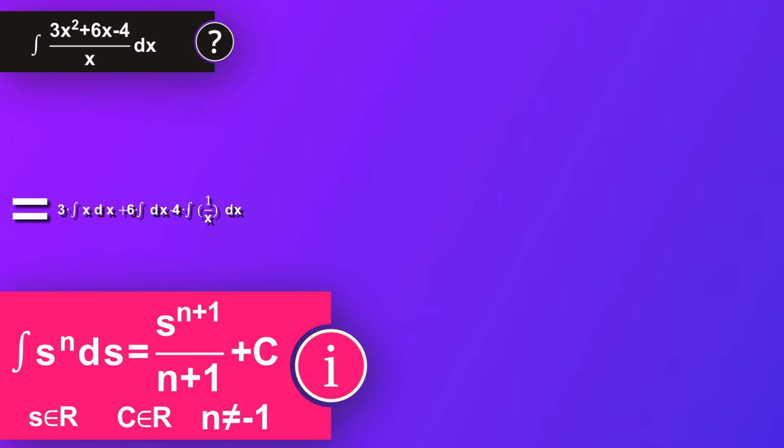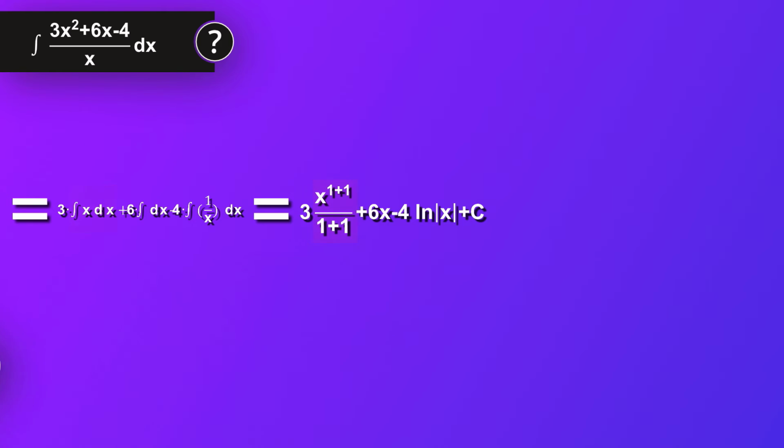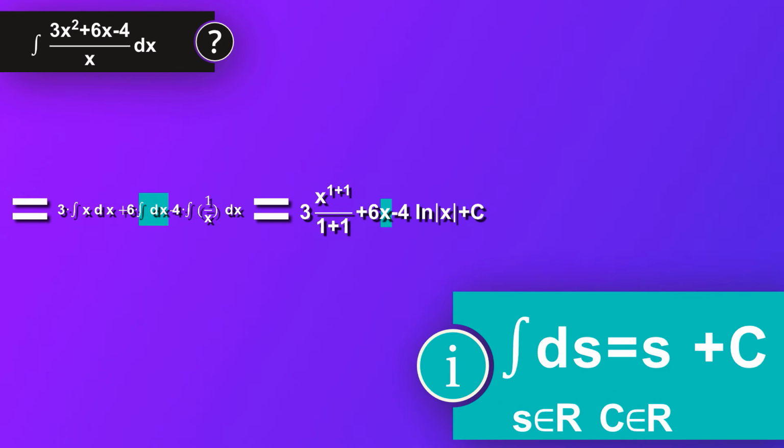In our case of the first integral, s is x and n is 1, and we've got 3 multiplied by x raised to 1 plus 1 divided by 1 plus 1. For the second integral, we will solve it knowing that the integral of ds equals s plus constant c. In our case, s is x and we've got 6 multiplied by x as a result.